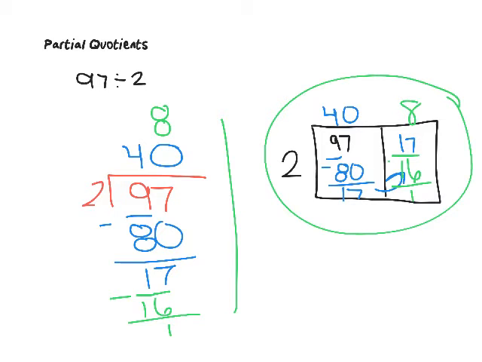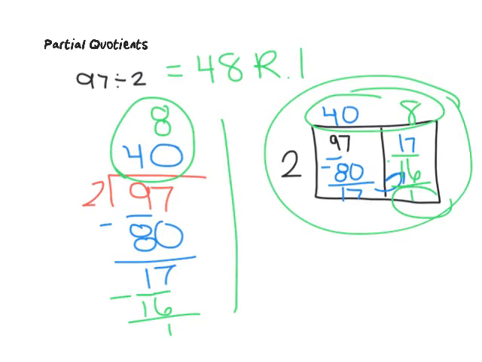So we add up our partial quotients, 40 and 8, which is 48, and then we have that remainder of 1, just like we would have done here with our remainder. So let's go ahead then and we'll do another question.